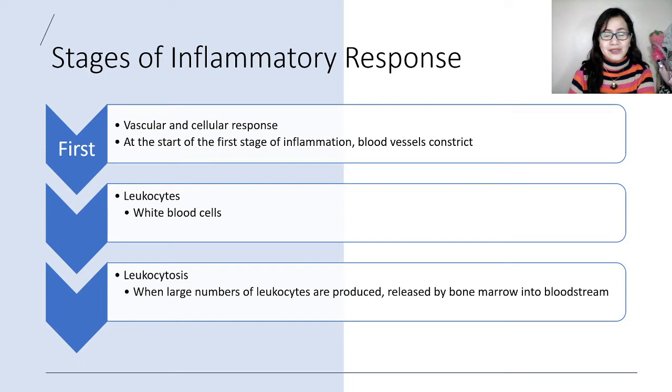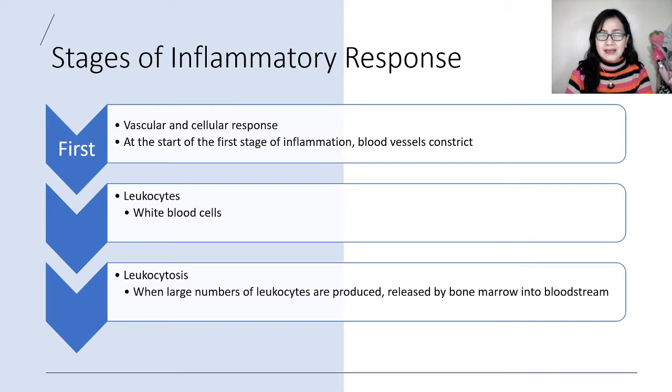Here are the stages of inflammatory response. We have the first stage. At the start of the first stage of inflammation, the blood vessels at the site of injury constrict. This is rapidly followed by dilation of small blood vessels, happening because of the histamine released by the injured tissue. So, again, there will be a marked increase in the blood supply, and this is responsible for the redness and heat you see at the injury site.